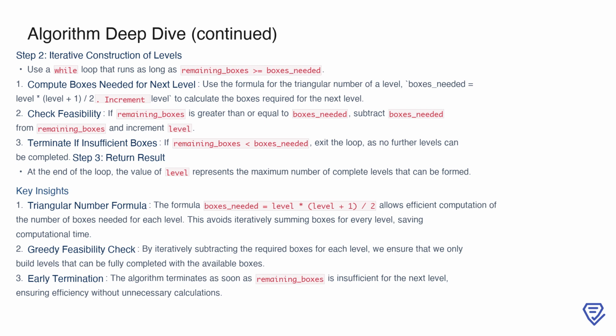However, if the remaining_boxes are no longer enough to complete the next level, the loop exits because no further complete levels can be built. By the end of this process, the level variable will hold the maximum number of complete levels we were able to construct. This algorithm is efficient because it uses the triangular number formula to quickly compute the boxes needed for each level and terminates as soon as we run out of boxes, avoiding unnecessary calculations.